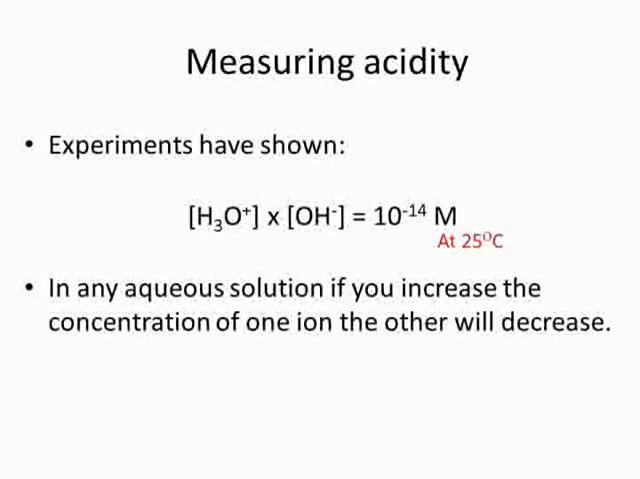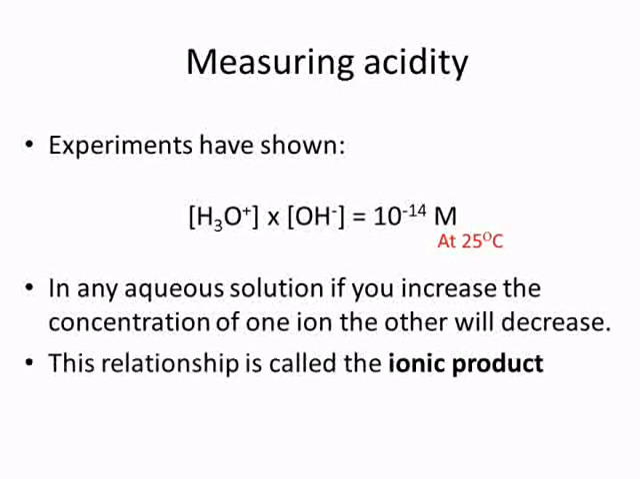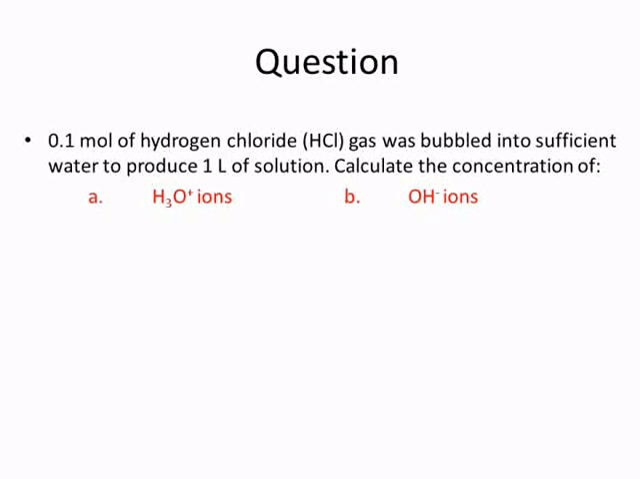So if we increase the amount of hydronium ion, or the H3O plus ion, then the concentration of the OH minus will necessarily decrease, so that that product of hydronium versus hydroxide of 10 to the minus 14 always is the same. We call this relationship the ionic product. Multiplying the hydroxide by the hydronium ion will always give us 10 to the minus 14, no matter what solution we're in.